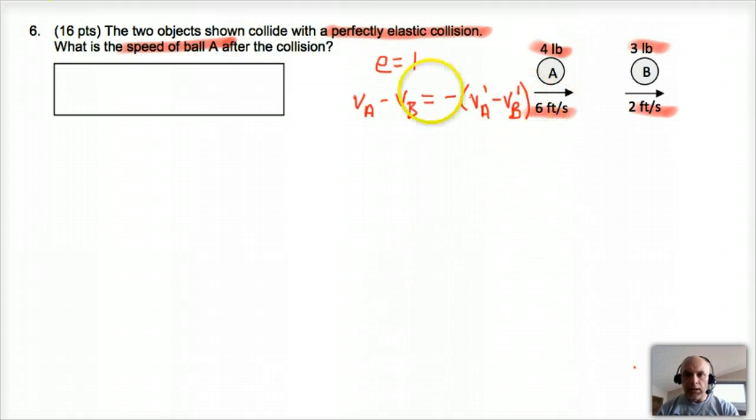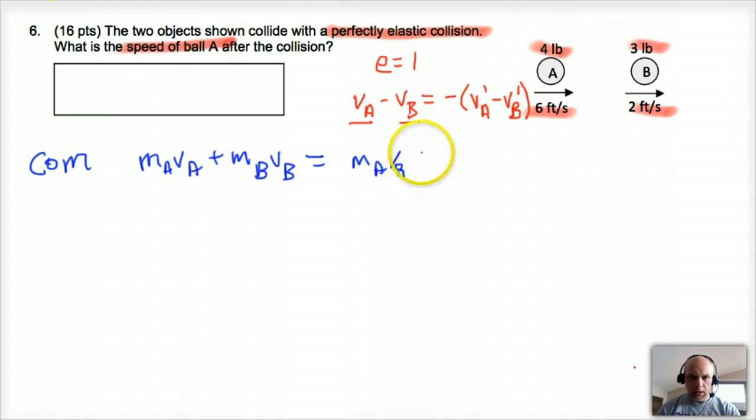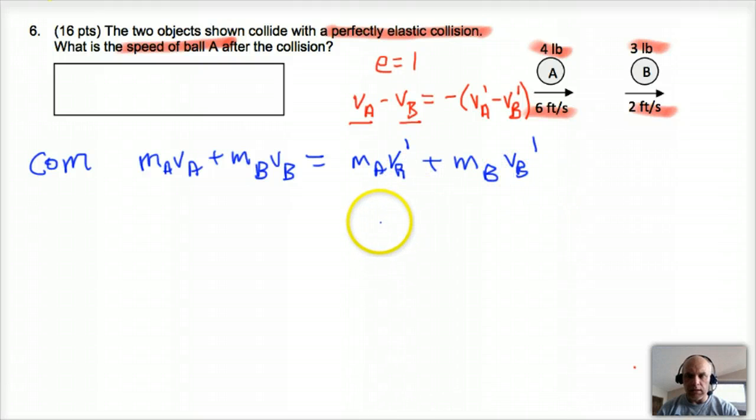Okay, we know both velocities before, so we don't know these velocities after, but we also have our conservation of momentum equation. Conservation of momentum says that mass of A, velocity A plus mass of B, velocity of B, equals mass of A, velocity A prime, plus mass of B, velocity B prime. Different masses, so they're not going to cancel out. So again, we know everything except our two final velocities. Everything's in a single direction, so it's a one-dimensional problem.